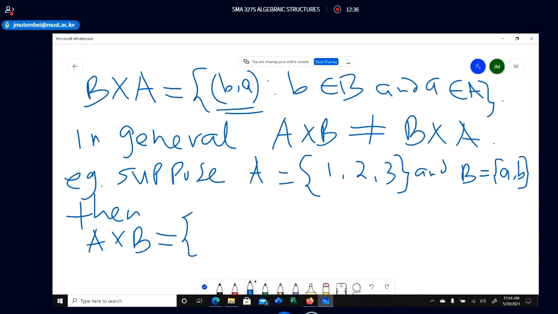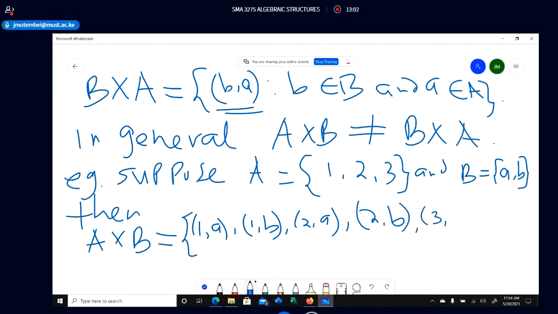They'll be in the form (a, b), where a is from A and b is from B. So we shall have these pairs: (1,a), (1,b), (2,a). The first entry is from set A, the second is from set B. (2,b), (3,a), (3,b). So that collection of points represents the Cartesian product of A and B.